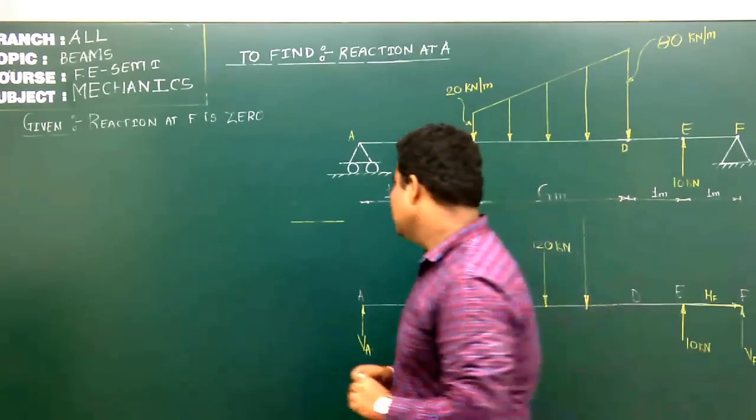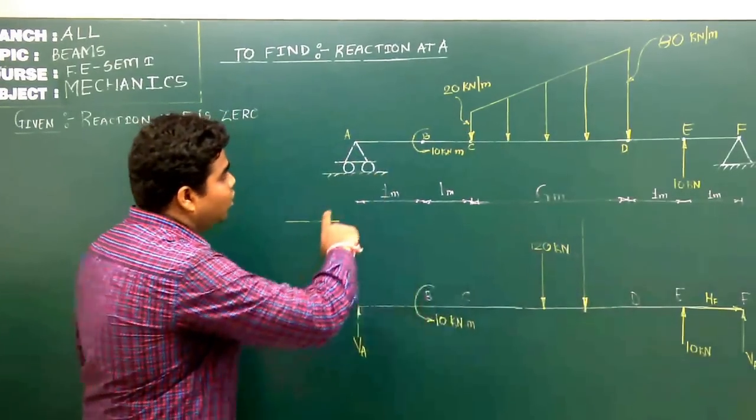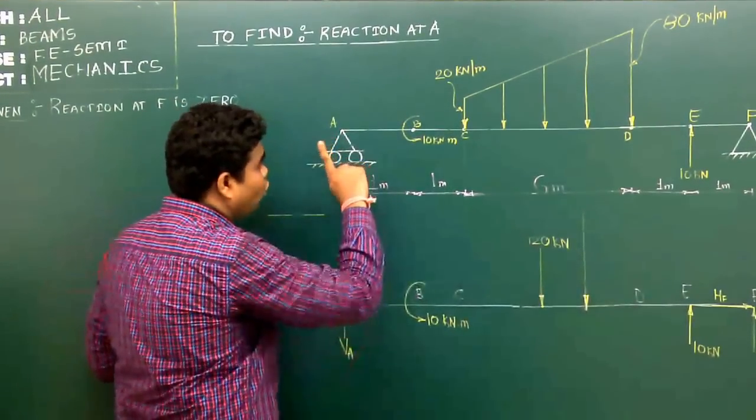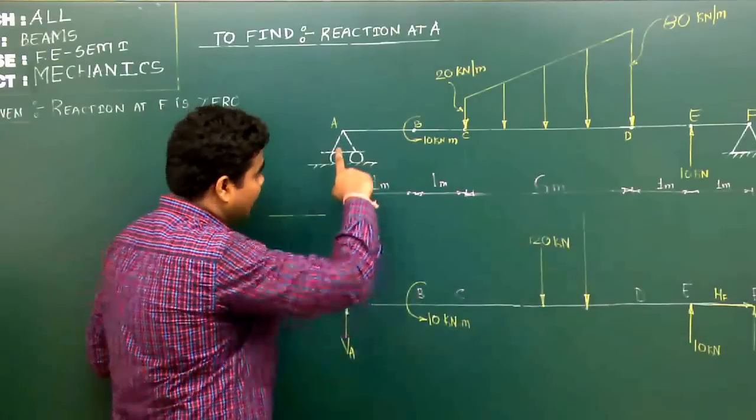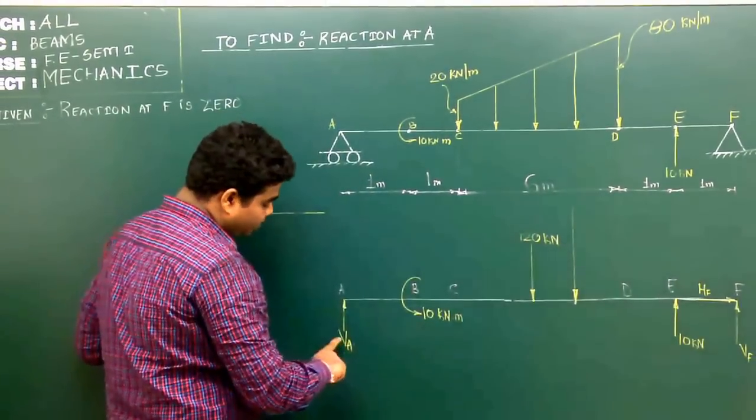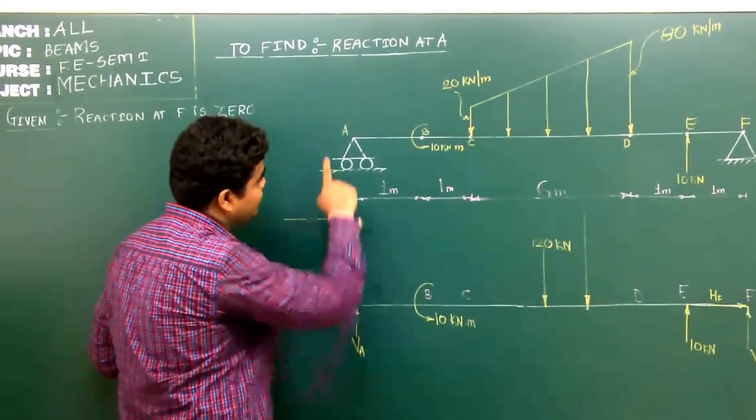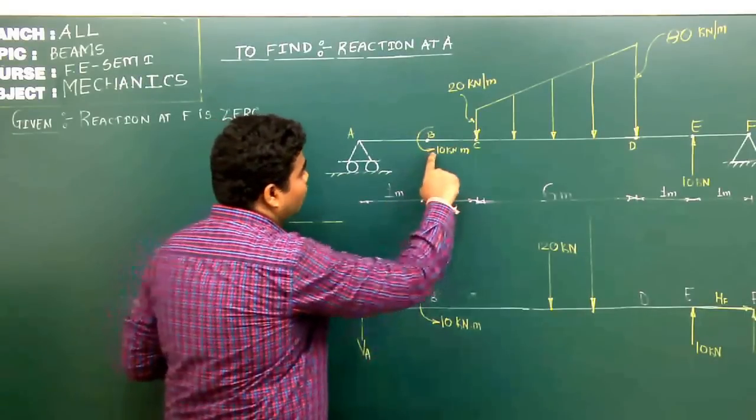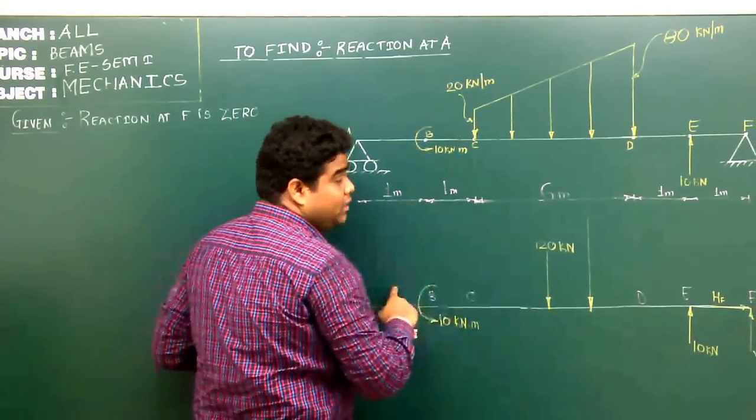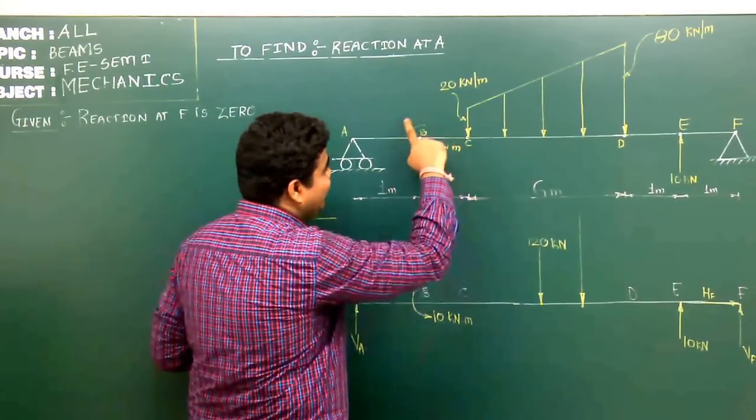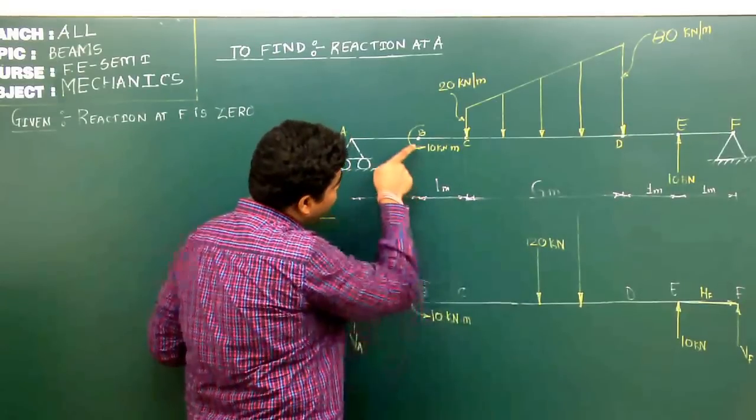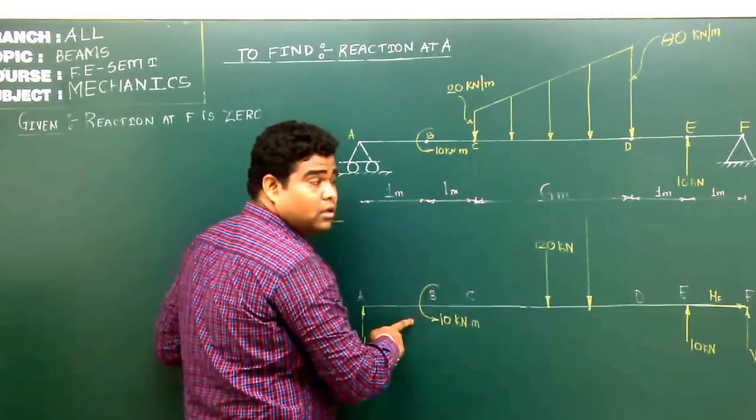Let's check it out. At a point A, a roller is kept. For a roller, only one reaction comes, that is VA at point A. V stands for vertical reaction. At a point B, one couple is acting, the couple's sense is anti-clockwise. So we have kept this as it is.